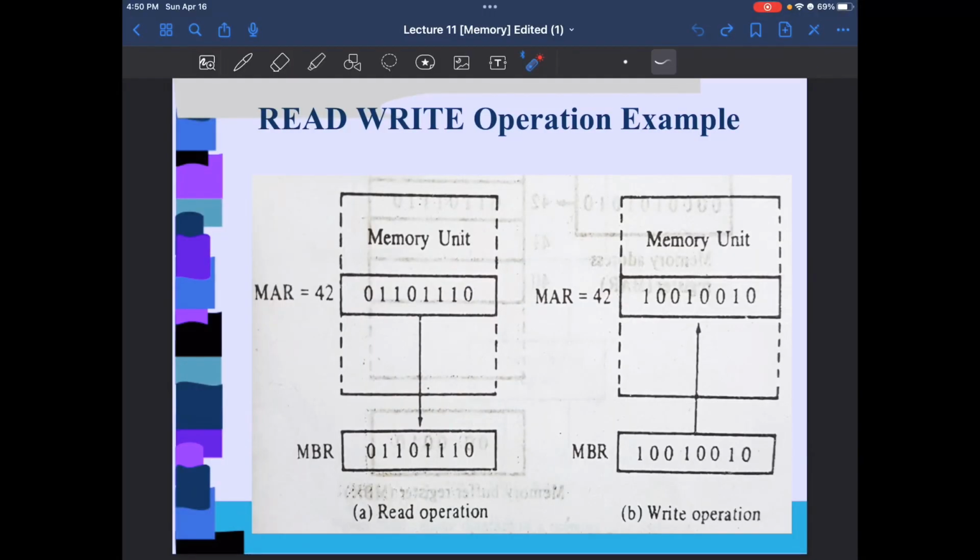Let's see an example of operations. Read operation. We specify a location to the memory address register. It goes to the location and brings the information to the memory buffer register. On the other hand, when we write something into memory unit, we specify the location in a memory address register, and the information in the memory buffer registers then transferred to the memory unit to the specified location.